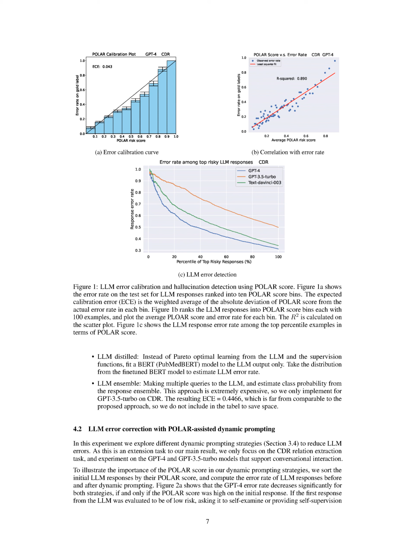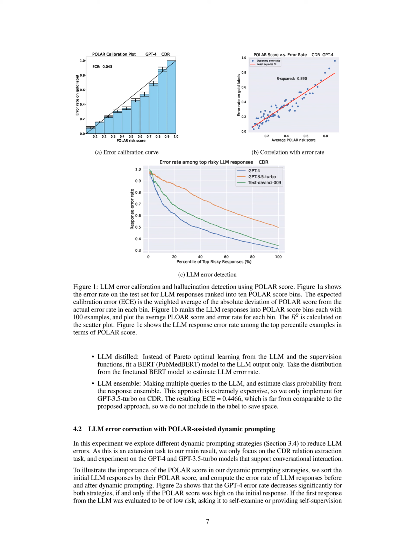for conversational interaction. We use dynamic prompting strategies to reduce errors in the LLM. To demonstrate the significance of the polar score in these strategies, we rank the initial responses from the LLM based on their polar scores and calculate the error rate before and after dynamic prompting. Our findings show that the error rate of GPT-4 drops significantly when the initial response has a high polar score.